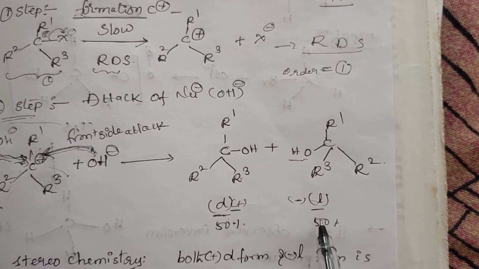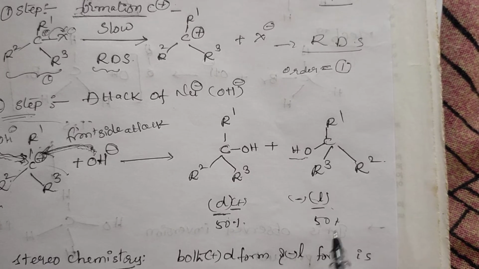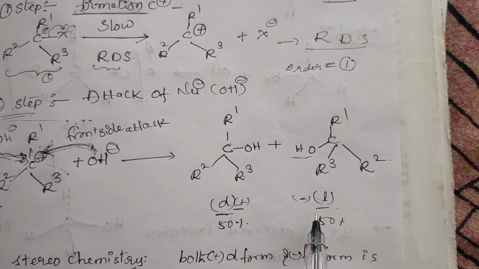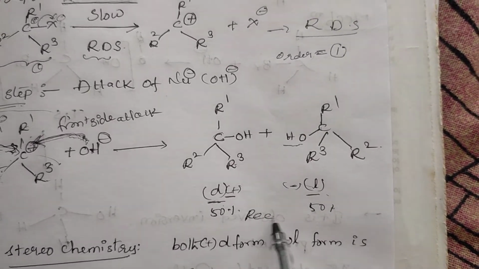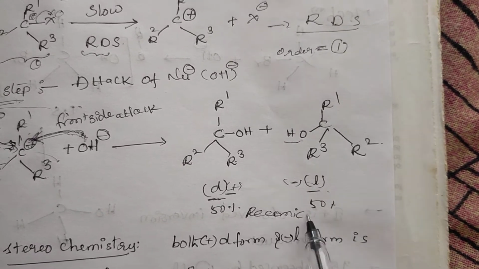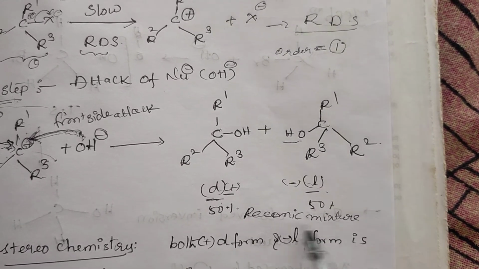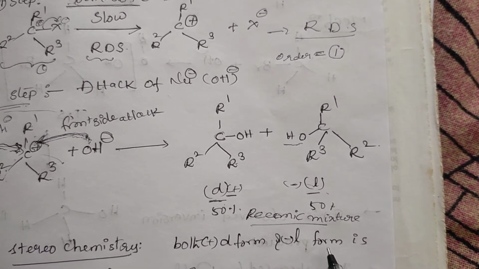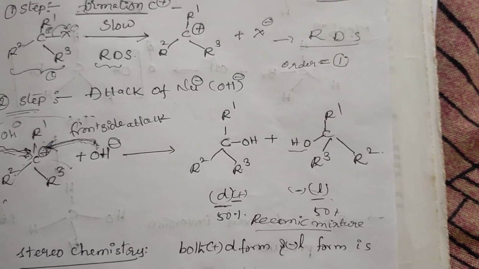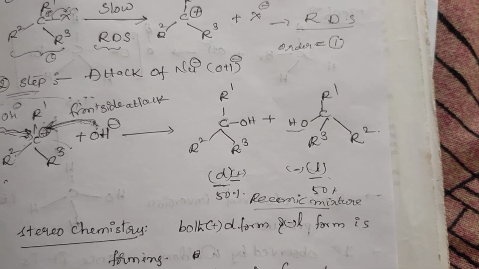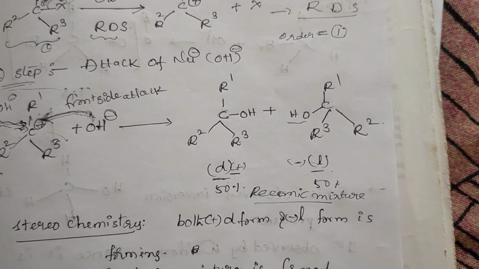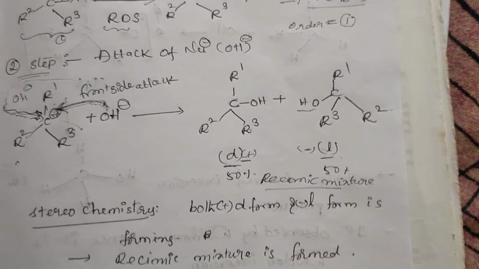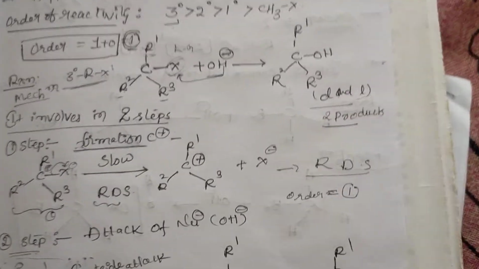One is the dextro compound and the second one is the levo compound. As we know, when we get an equal mixture of dextro form and levo form, it is called a racemic mixture. So what is the stereochemistry in this SN1 mechanism? Both D form and L form are formed, so it forms a racemic mixture. The resultant mixture is optically inactive. Clear? This is about the SN1 mechanism.